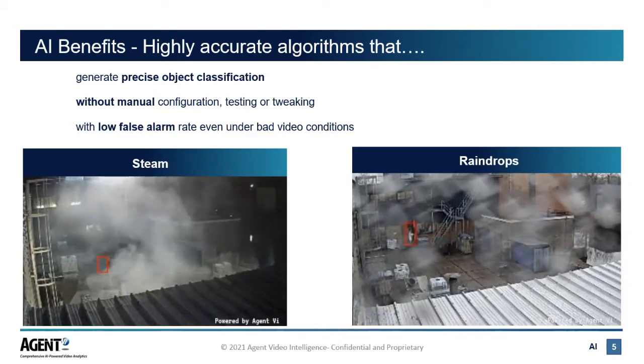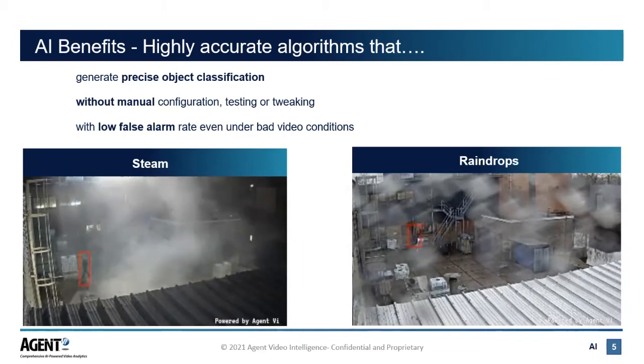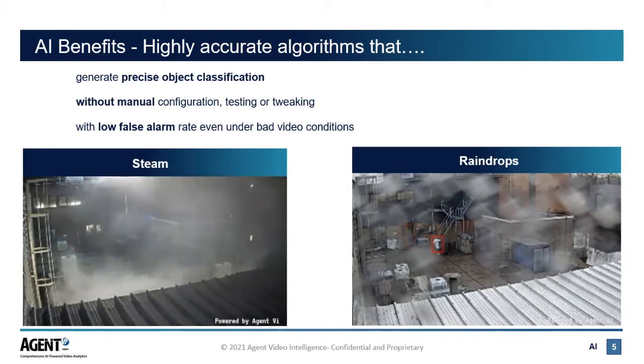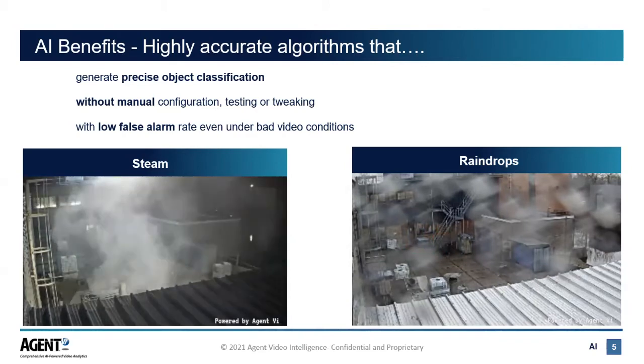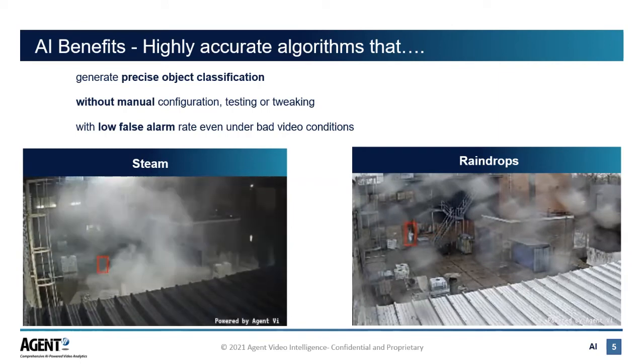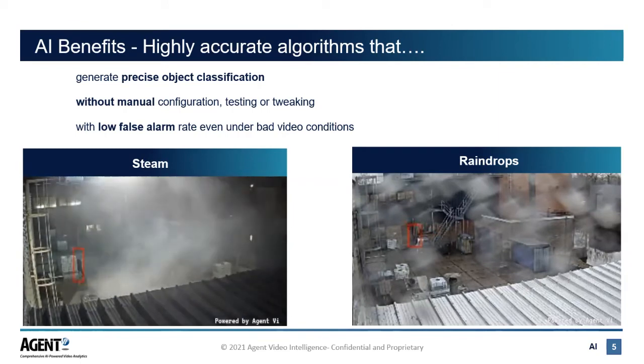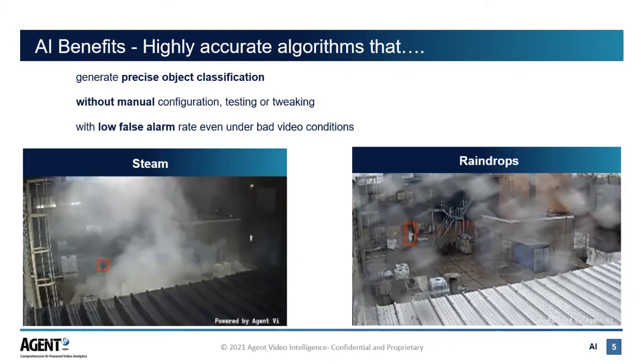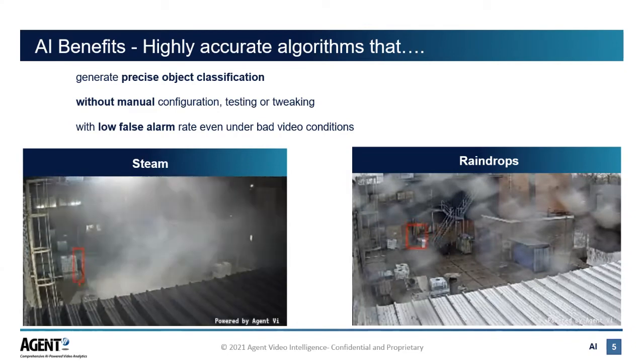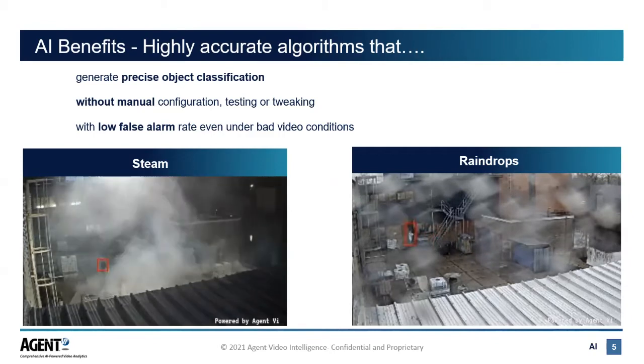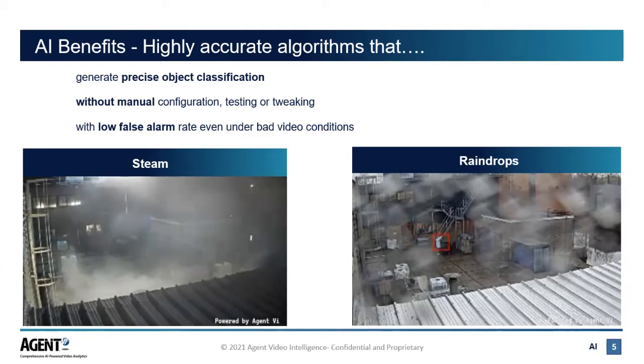Another problem the traditional analytics had was if there was any kind of obstructions on the camera lens, like bugs or raindrops in the case of the picture on the right. Well, with the new AI algorithms, once again, they're less bothered by that kind of bad video, because they can still see through the obstruction to see that there's a person or something that looks like a person moving through that field of view. So very good classification, without manual configuration and with low false alarm rates.